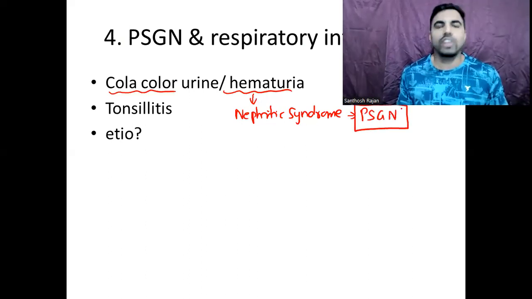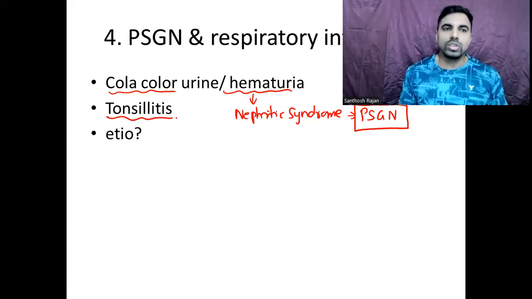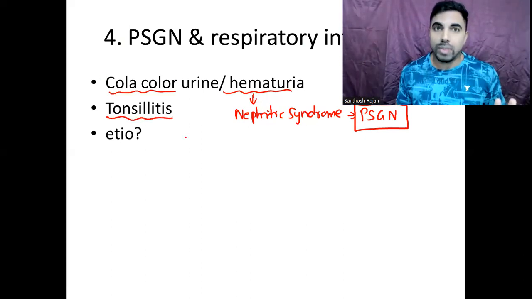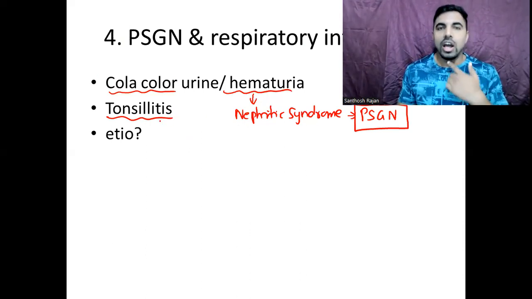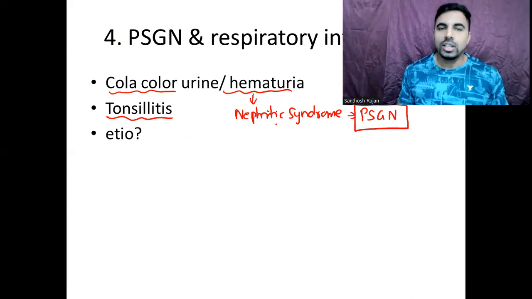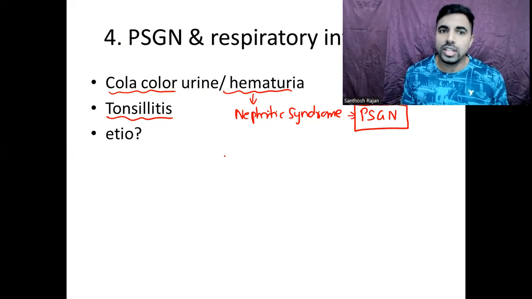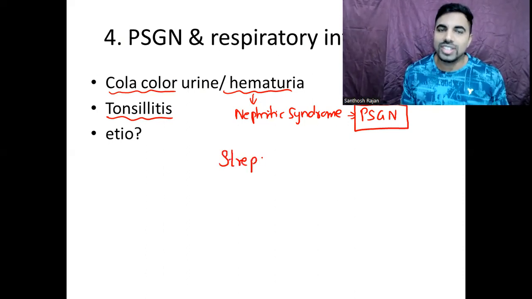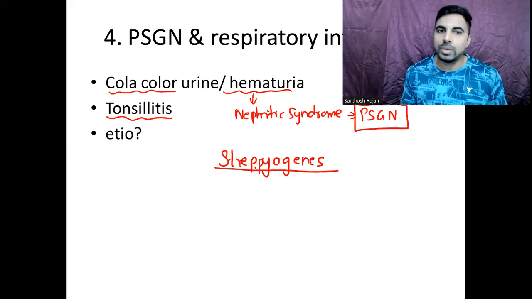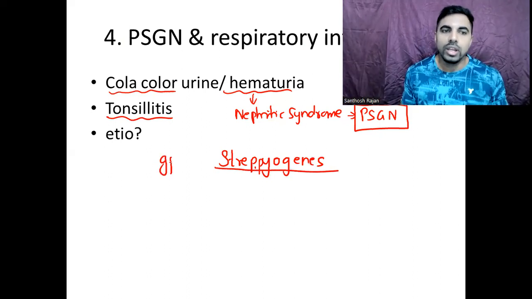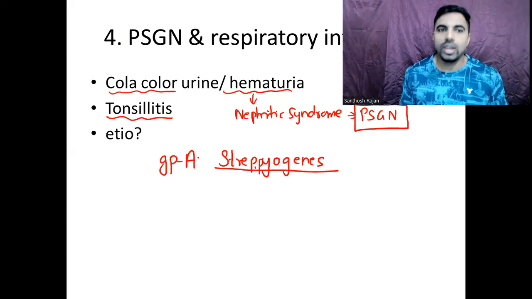Post-streptococcal glomerulonephritis. And if the case history mentions tonsillitis, I don't know which pattern they've asked, tonsillitis means throat infection. After the throat infection, the patient gets an autoimmune disease. So which is the causative agent? That is Streptococcus pyogenes. Please remember, it's group A. Group A Streptococcus is otherwise called Streptococcus pyogenes.